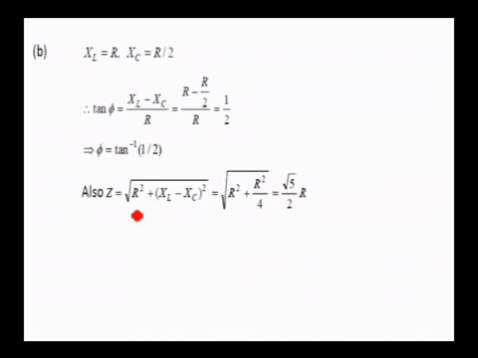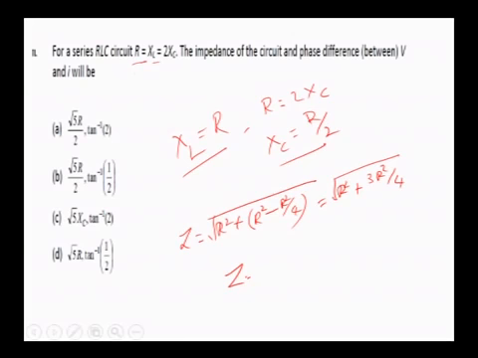Yeah. R square, XL minus XC whole square. The difference is XL minus XC, it's not the square. It is actually XL minus XC, R minus R by 2, whole square. So this is going to be R square by 4. Now R square plus R square by 4 is 5 R square by 4, which is going to become root of 5 R by 2.